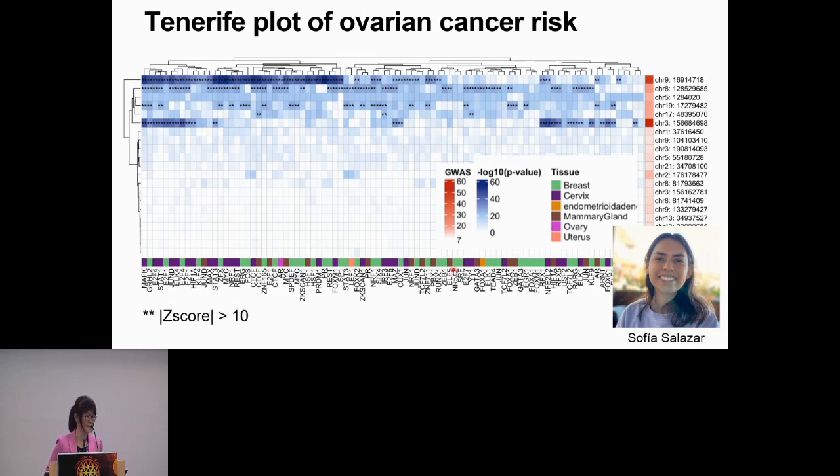On the x-axis are the different transcription factors in different tissues. So breast, cervix, because we are interested in breast cancer and ovarian cancer, these were the tissues that were used. And then in red are the GWAS p-values. So the more red, the more significant it is. And in blue are the p-values of the association between predicted transcription factor binding and ovarian cancer risk. The double star means that they are associated with a z-score greater than 10. So those are very highly significant associations.